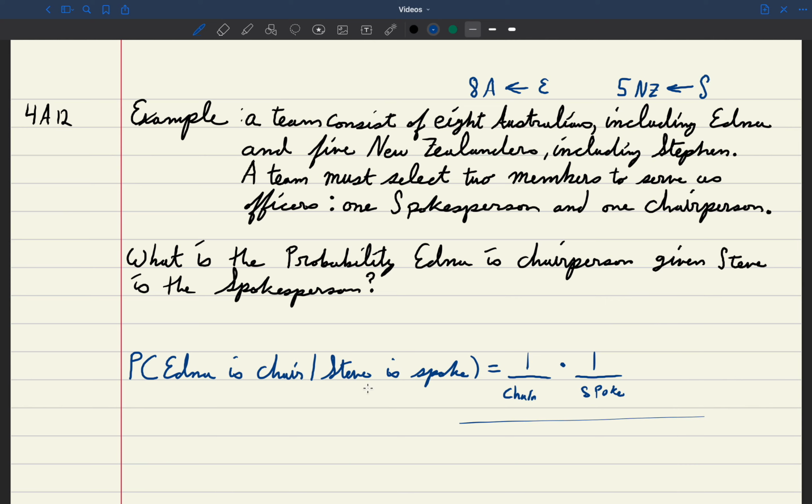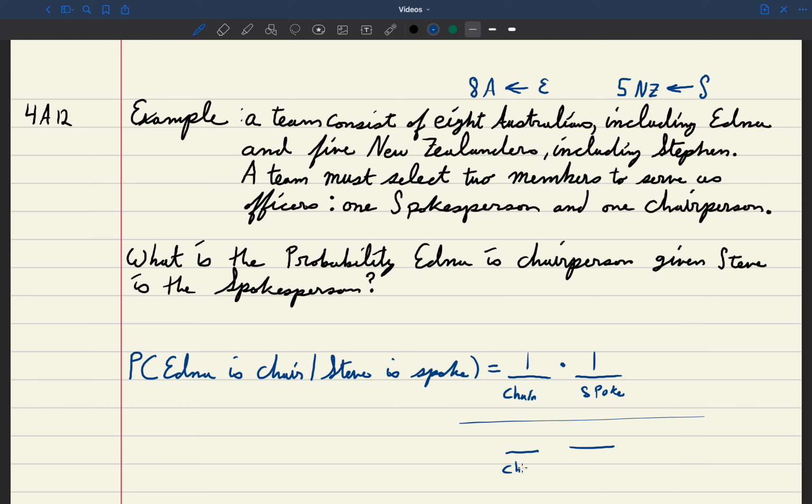But the denominator is that Steve is the spokesperson. So there's a few ways that that can happen, right? So one of them is that you could have, I'm going to draw that a little bit differently.